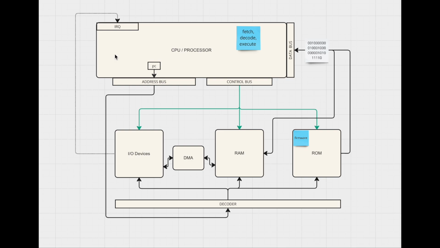And so that's pretty much how the CPU executes instructions.